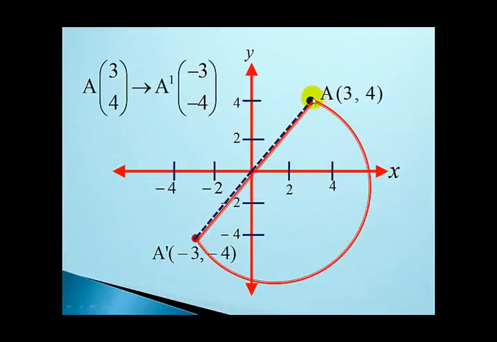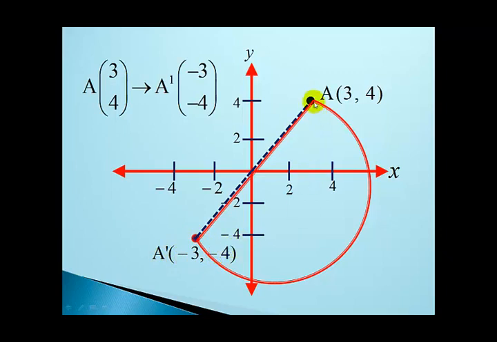So given A to be (3, 4), A prime, that is the image of A, gives us (minus 3, minus 4). That is, we negate both the x and the y. So we have (minus 3, minus 4). Now minus 3 is the x coordinate and minus 4 is the y coordinate. So we have minus 3 on the x axis and we have minus 4 on the y axis. And so this is the point, and the image is A prime (minus 3, minus 4).